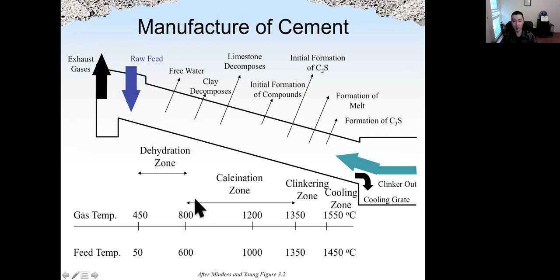Also, we have the calcination zone. In the calcination zone, limestone will decompose, and we have initial formation of compounds, including C2S. We're going to talk about C2S and C3S in a moment. Then formation of melt. Melt is another major component in cement, and also C3S.